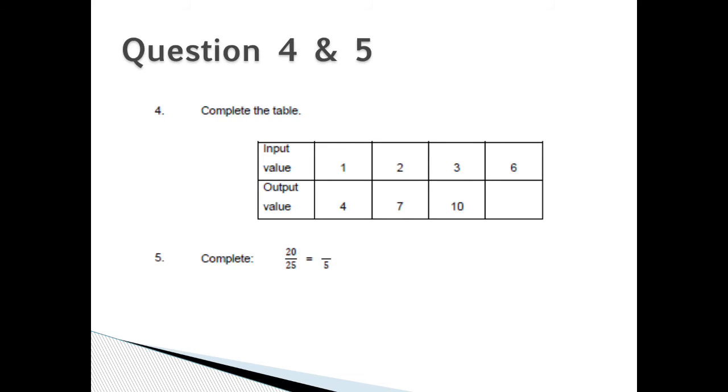Complete the table. We have an input and an output value. 1 and then 4, 2 and then 7, 3 and then 10, 6, and what is the next number for your output value? Question 5, complete 20 divided by 25 is equal to what over 5? You need to find the equivalent fraction.